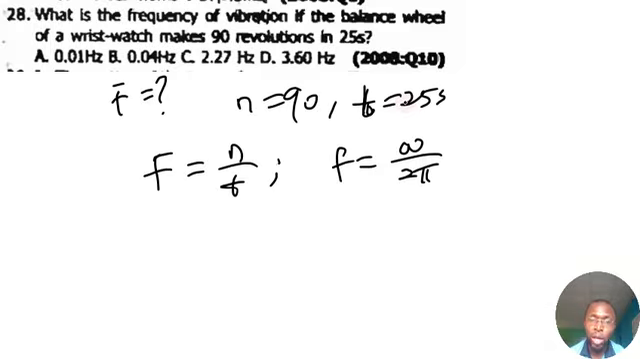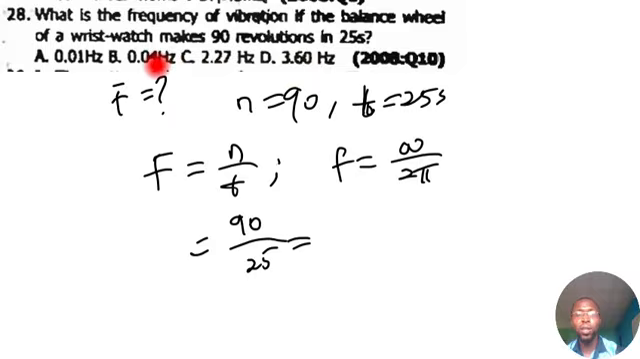That means F is equal to N over T, and that is equal to 90 over T, and our T is 25. Okay. So if you check this on our calculator, 90 divided by 25, we have it to be 3.6. So the correct option is option D, 3.6. It's not 2.27, it's not 0.04, it's not 0.01. From our calculation here, 3.6 is our answer.